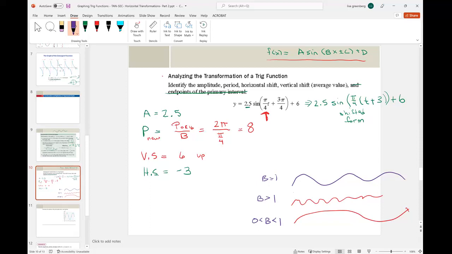Does that make sense now? Hold on, give me 1 second to make sure I get it right. The bigger B gets, the tighter the curve gets. I have it right. The smaller B gets, the longer it gets. It's the opposite of vertical. So 3/4 is between 0 and 1, so this one would stretch out. We'll see it in a minute when I do an example problem. Any questions?